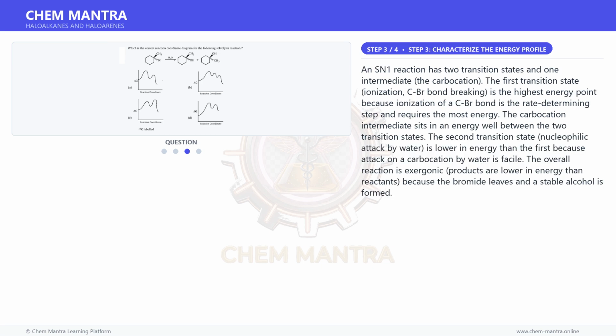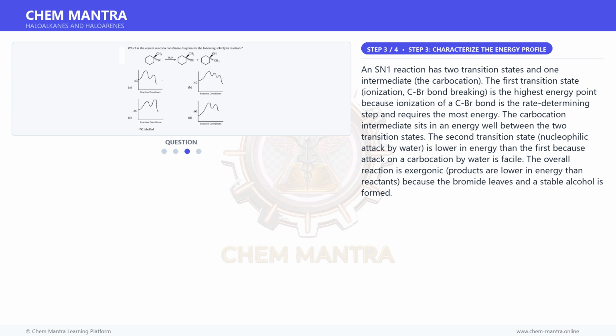Moving on to the next step. An SN1 reaction has two transition states and one intermediate, the carbocation. The first transition state, ionization, C-Br bond breaking, is the highest energy point because ionization of a C-Br bond is the rate-determining step and requires the most energy. The carbocation intermediate sits in an energy well between the two transition states.